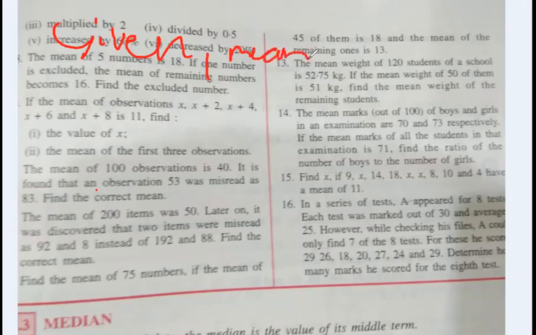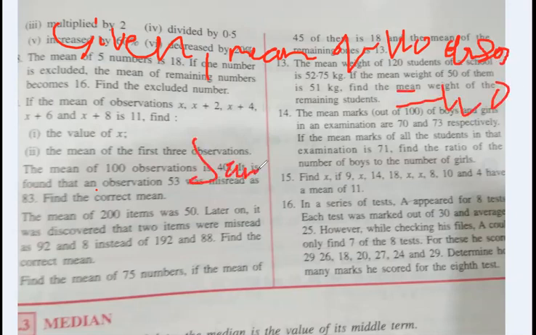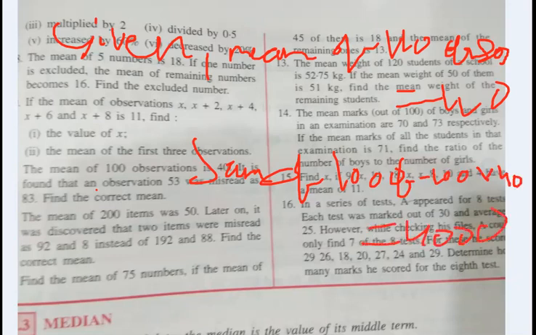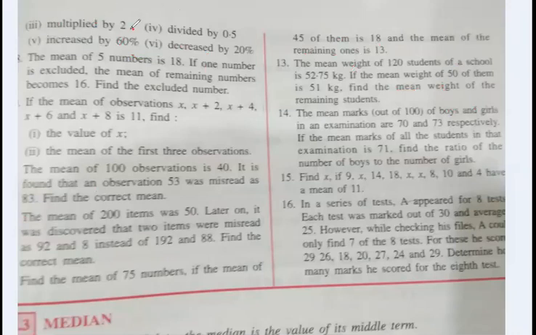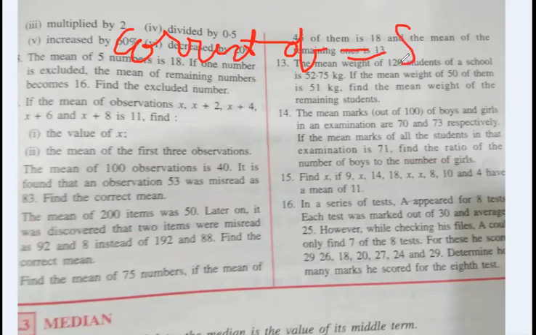Correct mean, given mean of 100 observations is equal to 40. Sum of 100 observations is equal to 100 into 40, which gives 4000. Correct observation is equal to 53.